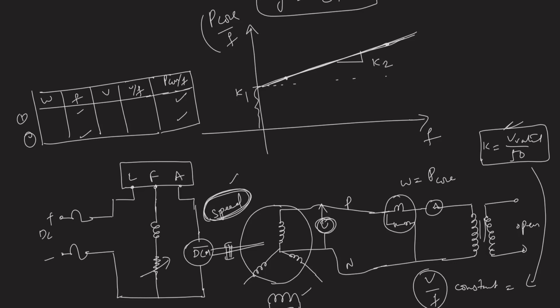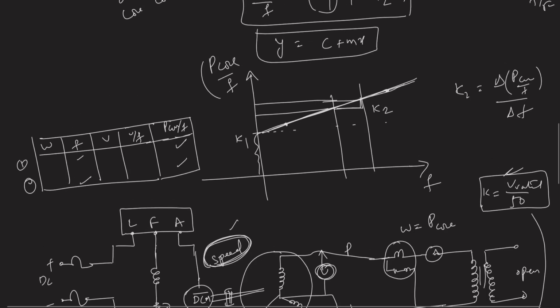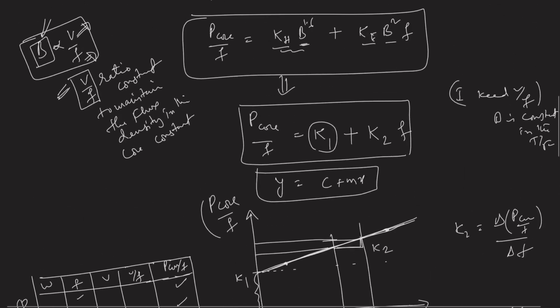Now this intercept gives me K1, and the slope of this line gives me K2, equal to delta P core by F divided by a small change delta F. So for a one centimeter change in frequency, find out the change in this one, and you can easily calculate K2. Once I have the K2 and K1 values, I simply multiply with F to get this equation.